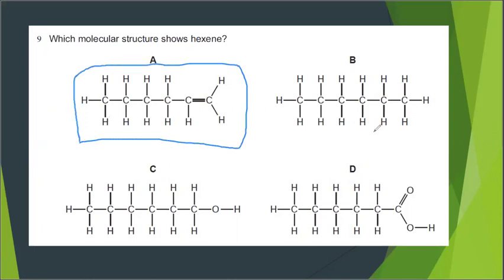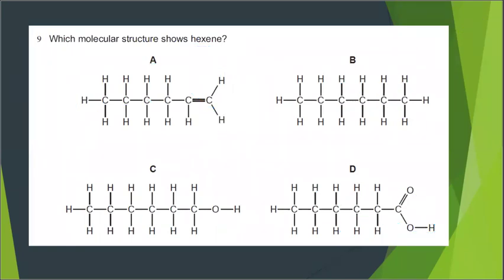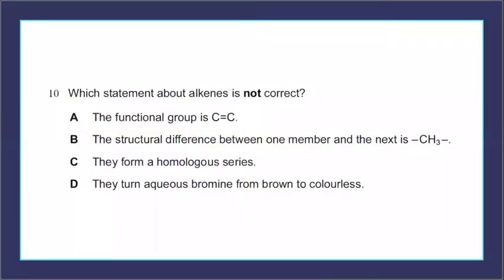How do we know that? B only has single bonds, so this is an alkane, so it cannot be B. C has an OH group, which means it's an alcohol, so it cannot be C. D has a C double bond O and an OH group, which means that this is an acid. It cannot be D. So that leaves us with A, which has a double bond. That tells us that we're dealing with an alkene. It has 1, 2, 3, 4, 5, 6 carbons. Six represents hex, so we're dealing with hexene. Hence A is our answer. Get going, guys. Next one.